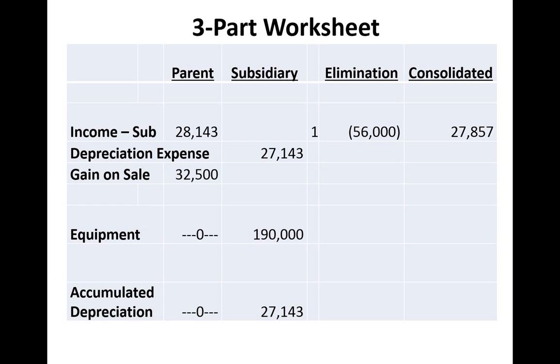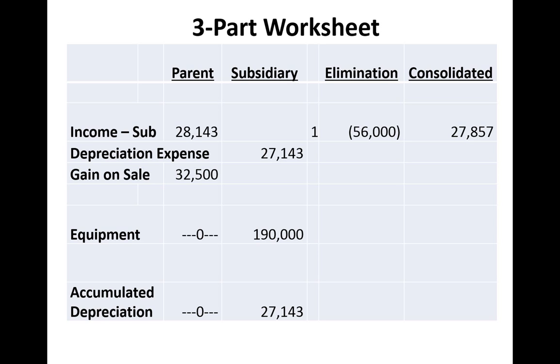And our three-part worksheet after the first EJE is posted looks like this. Okay. And here's a quick snapshot of what's there. One, the subsidiary has depreciation expense of $27,143. The parent has a gain on the sale of the land in this year of $32,500. We can see that the equipment has a value of $190, and then that accumulated depreciation is $27,143 on the sub side.